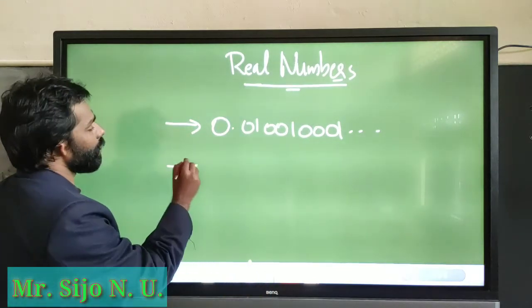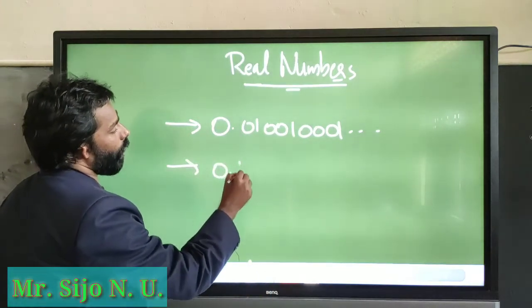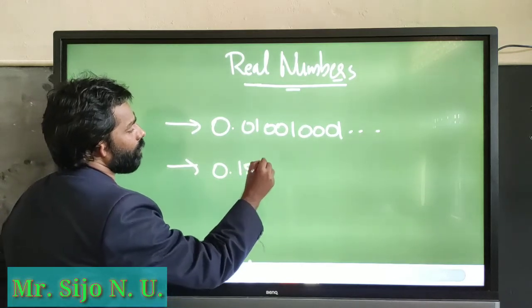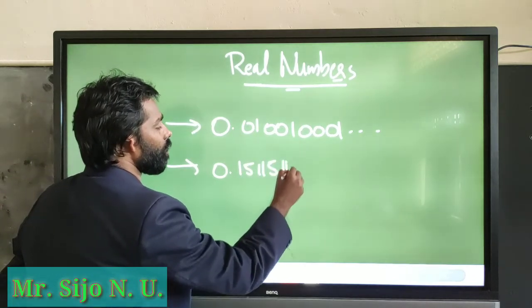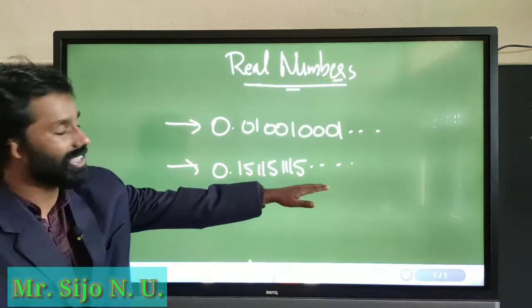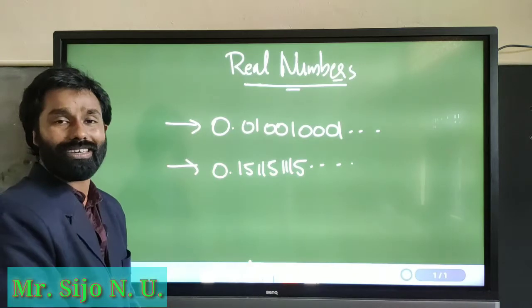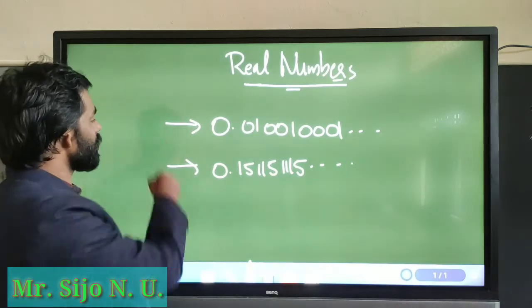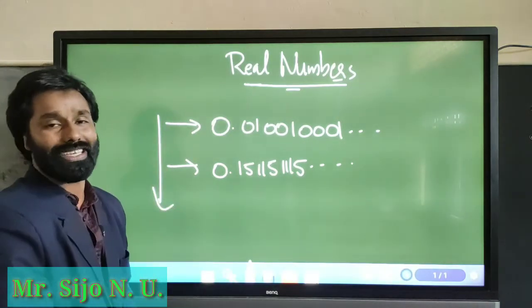Another example, 0.151151115 etc. Here also we know it's non-terminating and also non-repeating. So we can say these are examples of irrational numbers.